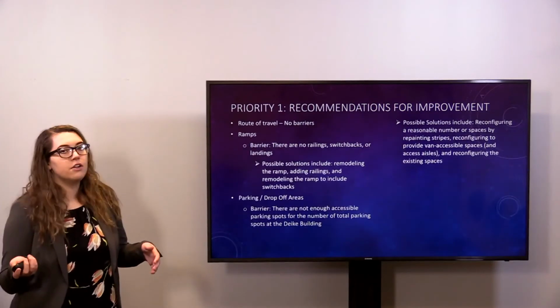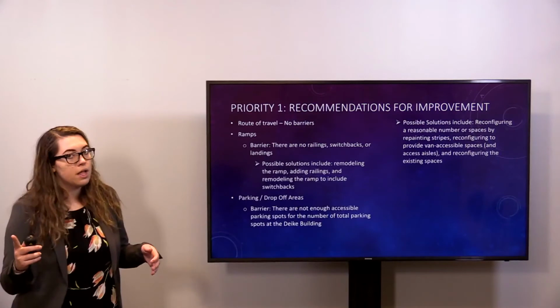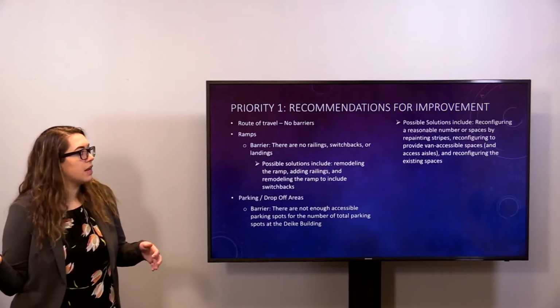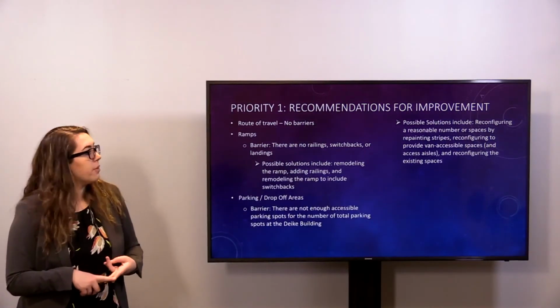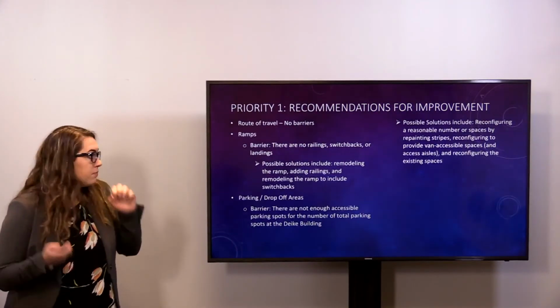So basically right now there's 52 spots, or 53 total spots in the parking lot. Only one is an accessible spot, and it's also a van accessible spot. But for a parking lot of that size, there should be 3 accessible spots, so any of these could be done to reconfigure it so that there are 3.